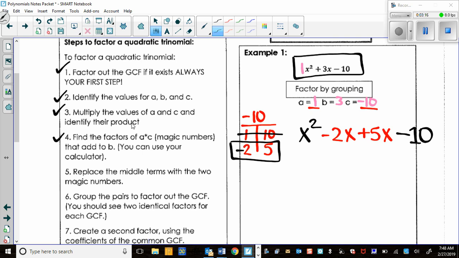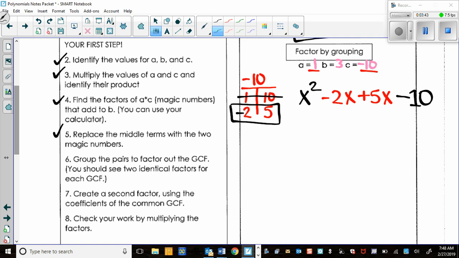So what did I just do? These two terms, I replaced 3x to put them inside so I can factor. Notice that if I take -2x and I add 5x, I end up getting 3x. So we're just replacing that so that we can factor. So that is the step that you're trying to do. So that's the 5th step.